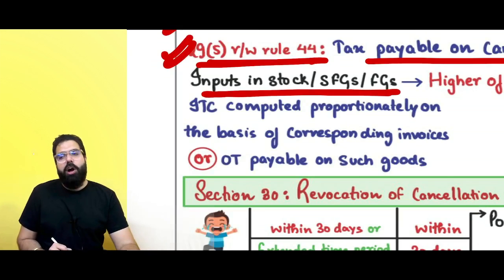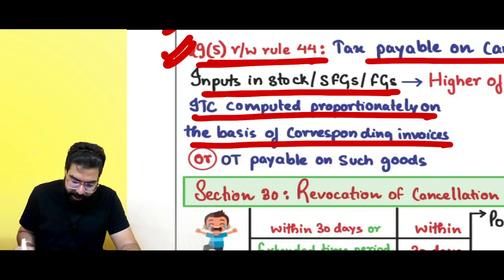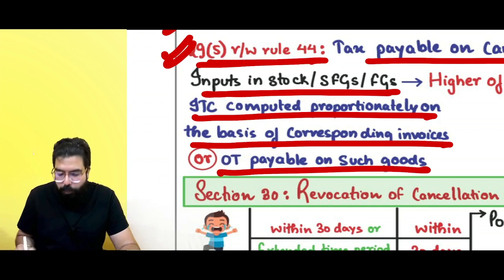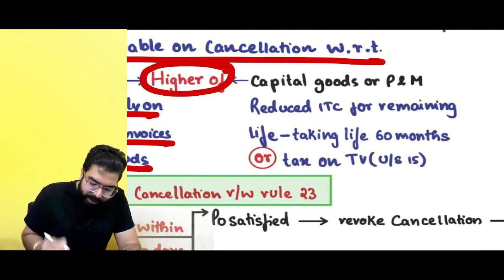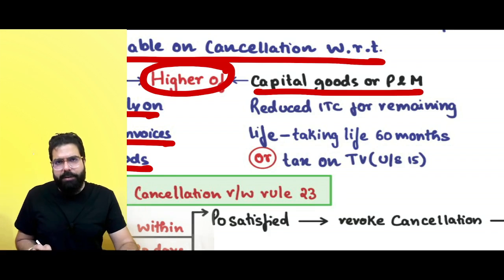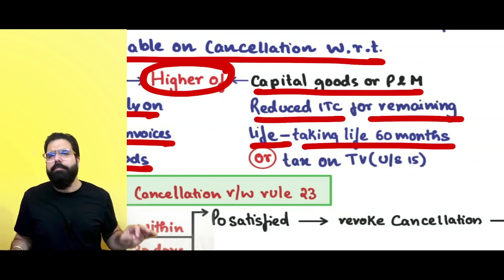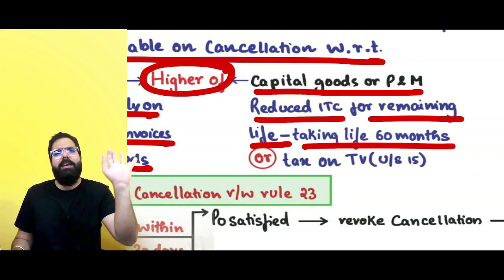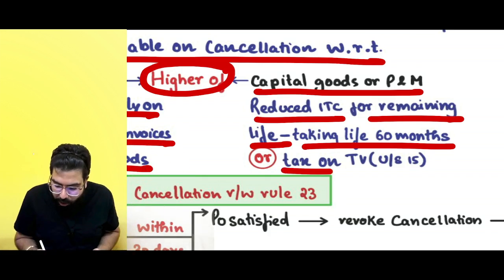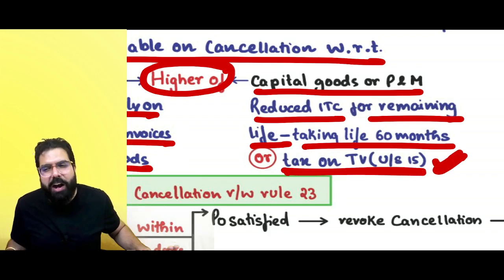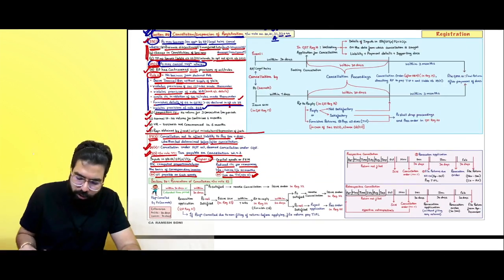For inputs in stock, semi-finished goods or finished goods, ITC is computed proportionately on the basis of the corresponding invoice, or the output tax payable calculated by applying the valuation rule, whichever is higher. For capital goods and plant and machinery, reduced ITC for the remaining life, taking 60 months, whatever is the remaining life, you have to calculate the ITC for that life, the reduced amount of credit or the tax on transaction value, basically the output tax liability, whichever is higher has to be paid for capital goods also.